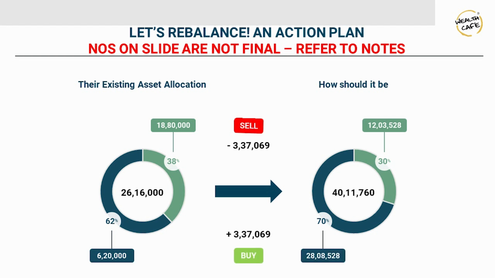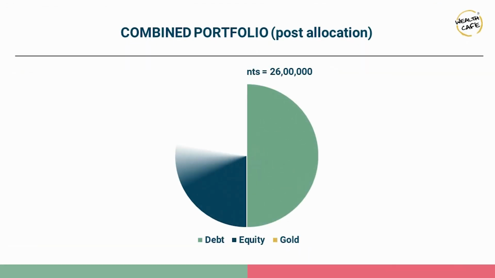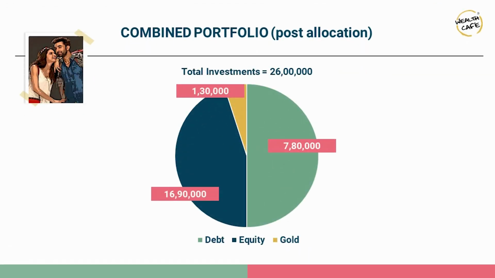They need to reshuffle this portfolio to align it with their risk profile of being a growth profile, for which they need to sell debt worth 11 lakh rupees and use that money to increase their allocation in equity by 10.7 lakhs and increase their allocation in gold by 30,000. Once they reshuffle the portfolio, this is what their portfolio will look like, where 16.9 lakhs is invested in equity, 7.8 lakhs in debt, and 1.3 lakhs in gold.